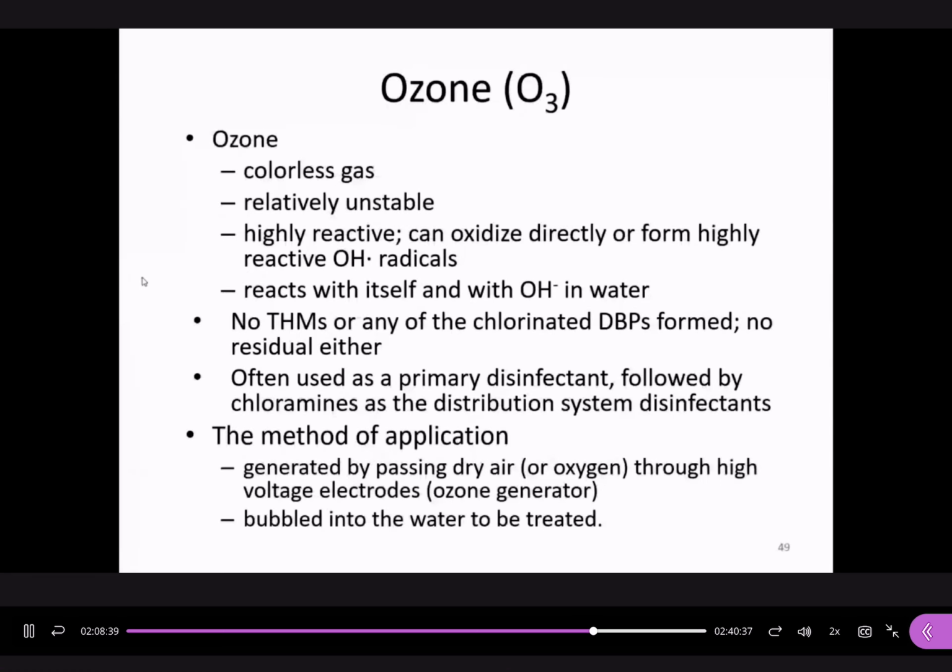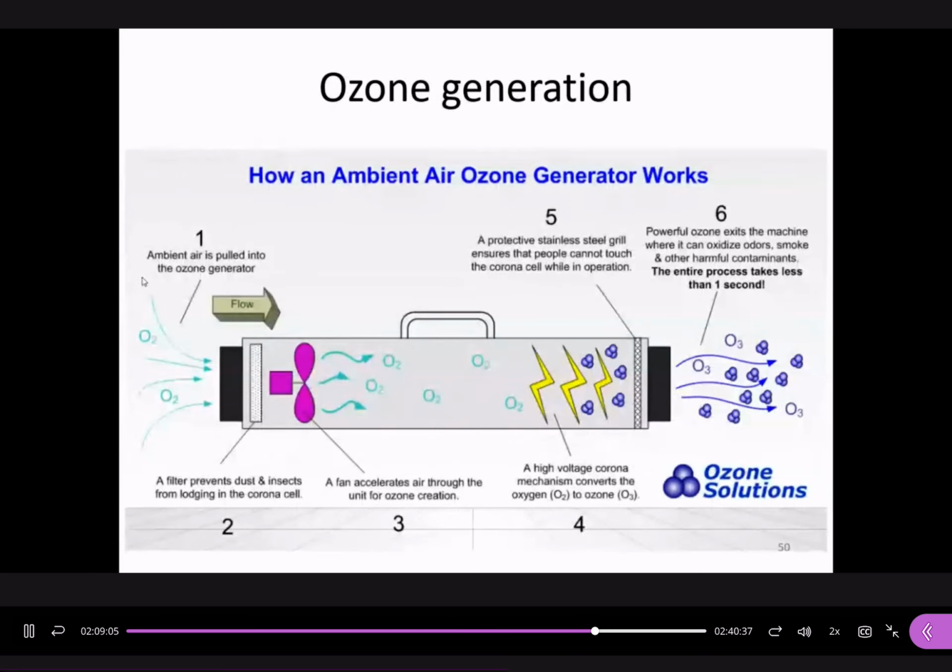It is often used as a primary disinfectant, followed by chloramine as a secondary disinfectant. The method of application: ozone is generated by passing dry air through high voltage electrodes. That is the ozone generator, and the ozone is bubbled into the water to be treated. We have ambient air containing oxygen going into this high voltage electrode. Here we have a high voltage corona that converts O2 into O3, molecular oxygen into ozone. The entire process takes less than 1 second.